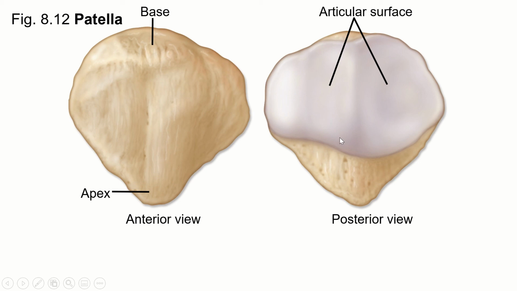On the back, the articular surface is covered in this image with articular cartilage, which of course is our layer of hyaline cartilage, and that's going to enable it to move smoothly up and down on that patellar surface on the femur. All right, so that's that. In the next video, I'm going to talk about the tibia and the fibula.